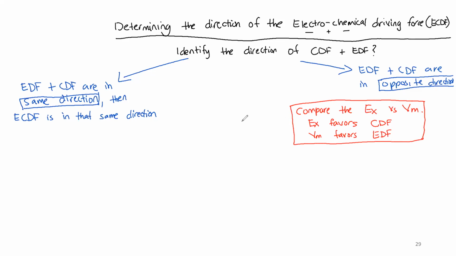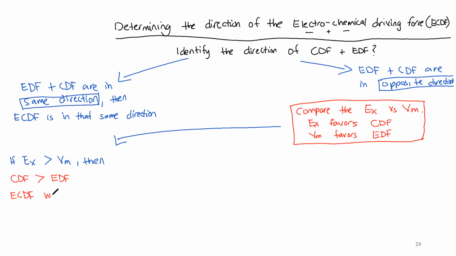So this is our first scenario here. If the equilibrium potential is greater than the membrane potential, then our chemical driving force is stronger than our electrical driving force, right? Then the ECDF, the combined force, will follow the chemical driving force.